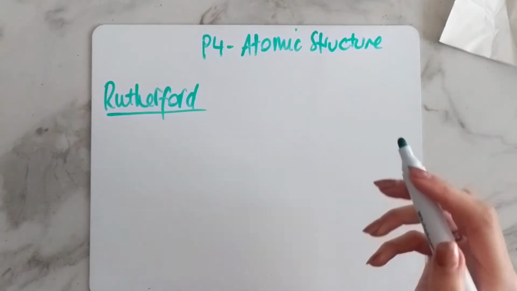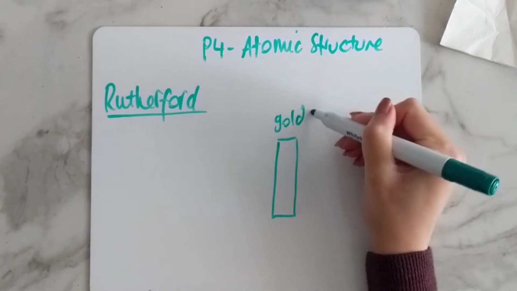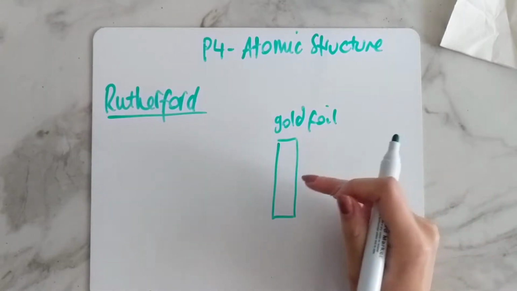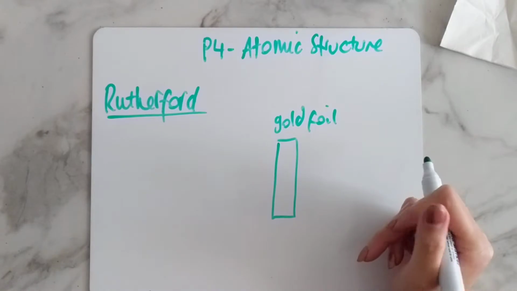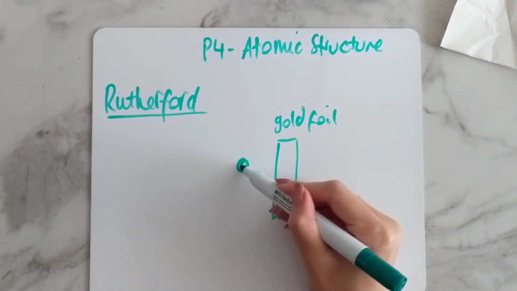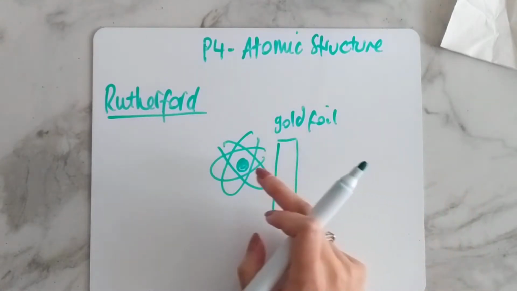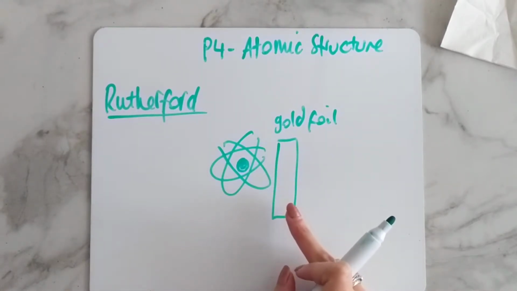So what he did was, let's say, here's my gold foil. Now remember, gold is an element. It contains one type of atom. So in this gold foil, you would have nothing but gold atoms. So I'm just going to draw an atom here, just so I can show you what happened. This is a gold atom and loads of those are found in that gold foil.